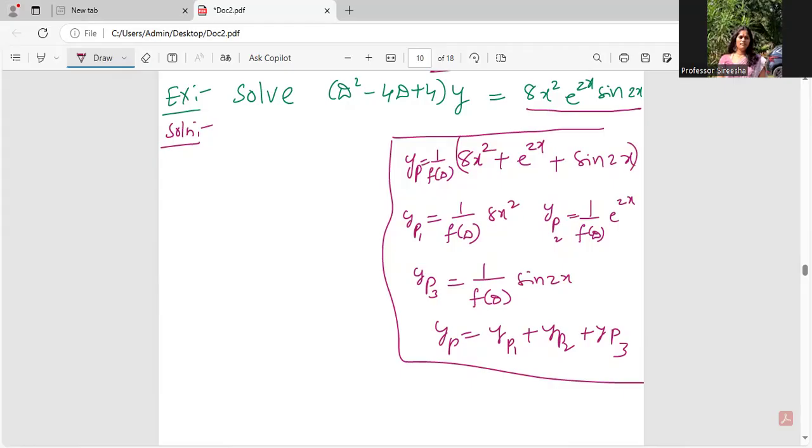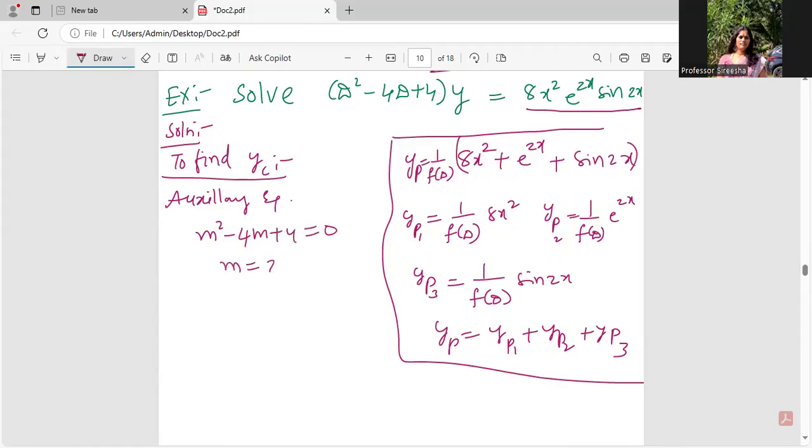First, let me find yc, the complementary function. As known to all of you, it's very easy for this. First, I'll be writing the auxiliary equation. The auxiliary equation would be m square minus 4m plus 4 is equal to 0. Roots are real and repeated. 2, 2 are the roots, real and repeated.